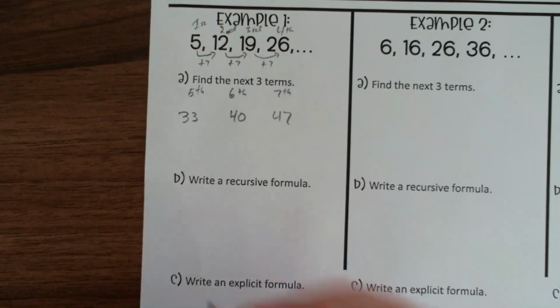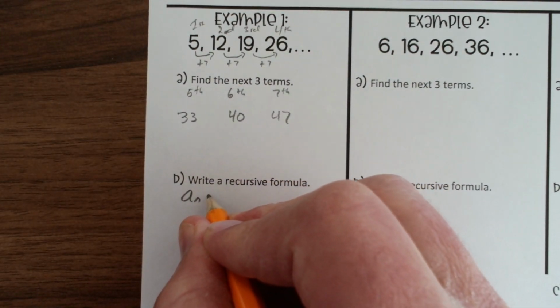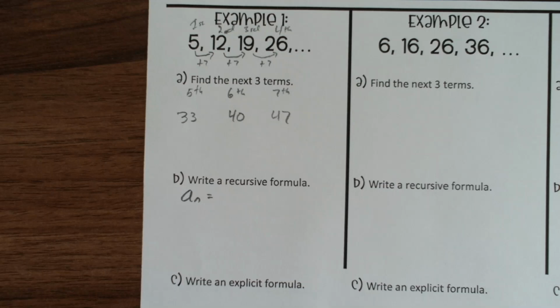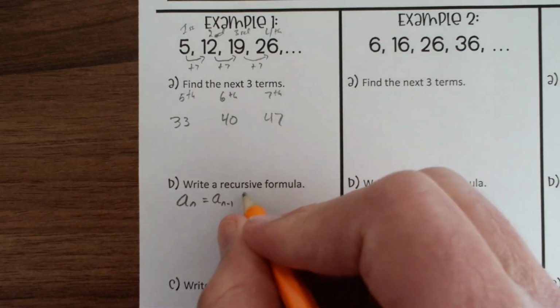The recursive formula, and reminder, the recursive formula is a_n equals a_(n-1) plus d.